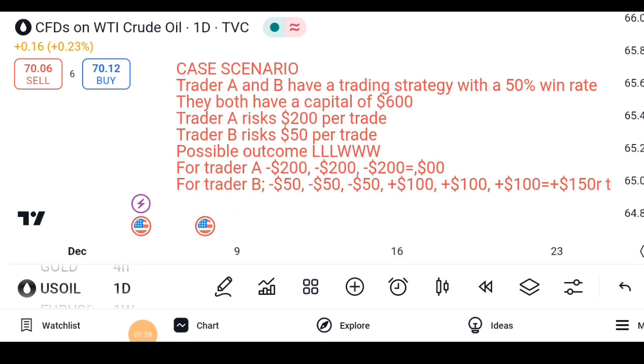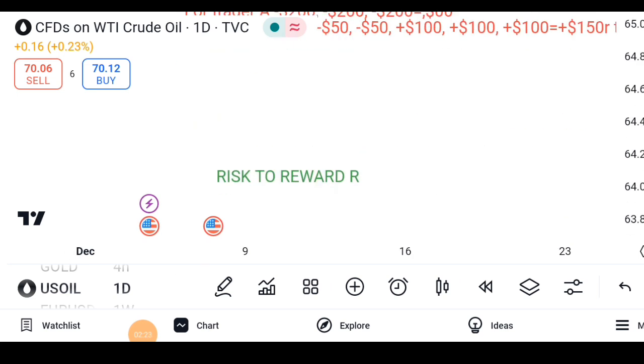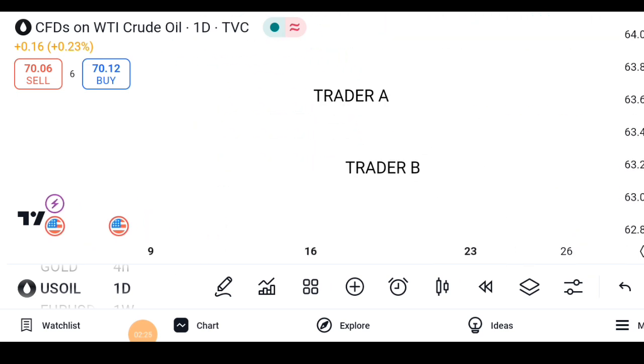Okay, so I'll be taking you through this case scenario whereby we are having two traders in play, trader A and trader B. They both have a trading strategy with a 50% win rate. They both have a capital of $600, and trader A decides to risk $200 per trade and trader B risks $50 per trade. So they both have a risk reward ratio of 1 to 2.